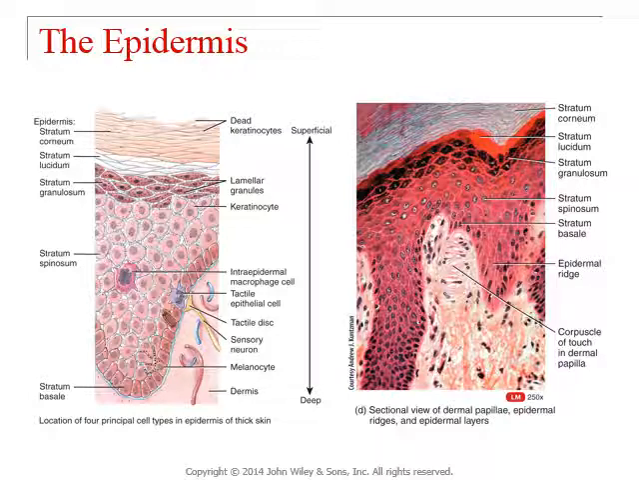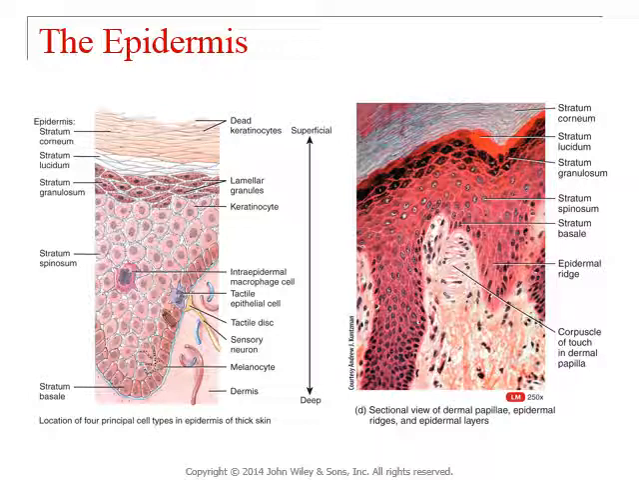Next, you have the stratum spinosum. These will be the fully mature epithelial cells. Next, you have the stratum granulosum, where very simply you see them start to flatten and they start to secrete more of the keratin. You see the lamellar granules there on the right-hand side. This is where you're going to see the epithelial cells start to harden.